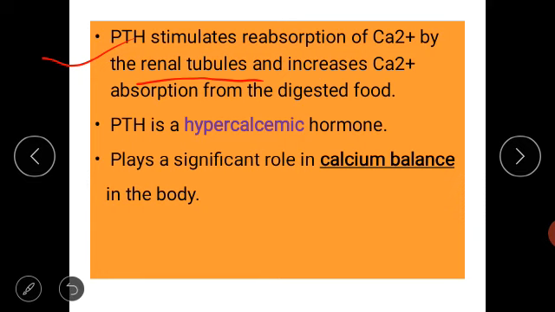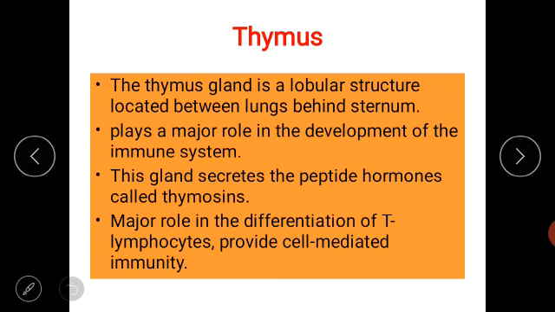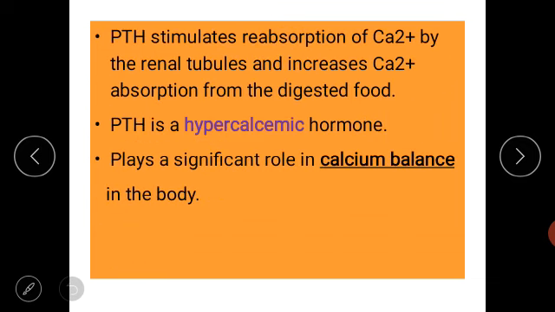So along with TCT, it plays a significant role in calcium balance in the body. So PTH is a hypercalcemic hormone, meaning it increases the Ca2+ ions in the blood. It plays a significant role in calcium balance in the body. So whatever the balance of calcium in the blood and in the bones is done by the parathyroid hormone. So this was all about the parathyroid hormone.